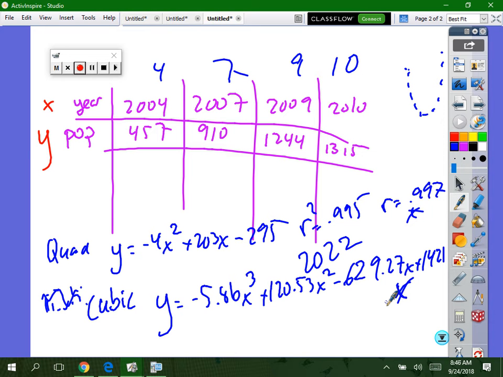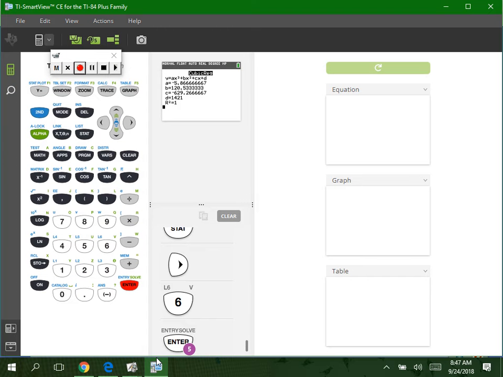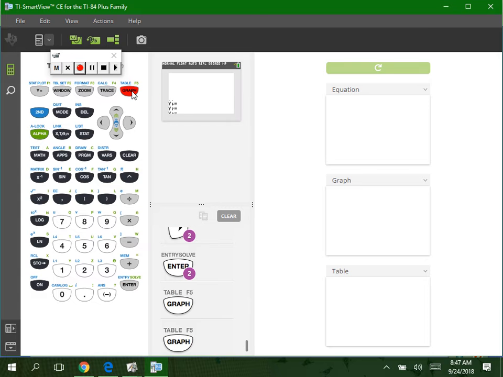So we're going to find the year 2022. How do we do so again? I'm going to go to my Y equals. If something's in there, we're going to clear it out. What are we going to do now? Vars, statistics, equation, enter. Now, me personally, if I graph this, let's just check it out.